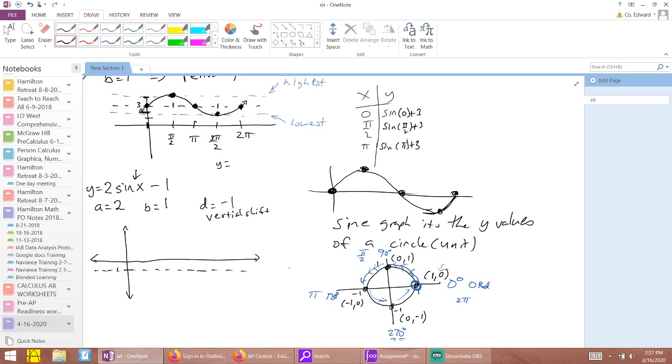We don't have a c value, so we have no horizontal shift, as we're going to eventually call it. So you know the graph starts at 0. Our b value is 1. We said that refers to my period, so the equation is p is equal to 2 pi over b, which is 2 pi over 1, which is 2 pi. That means my graph starts at 0, because my c is 0, and we're going to go all the way to 2 pi.